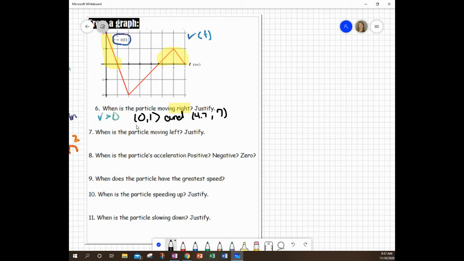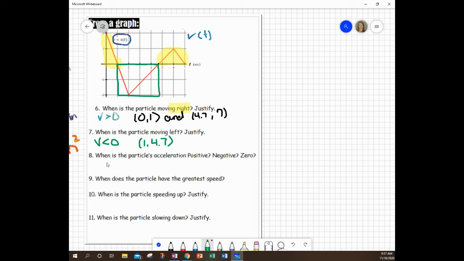And again, when we're justifying, we would have to say the particle is moving to the right from t 0 to 1 and 4.7 to 7 because the velocity is positive, right? Or the velocity is greater than 0. So going back the other way, when is my particle moving to the left? Well, when it's negative, right? So when it's below the x-axis. And so looking here, it looks like from 1 to 4.7, right? So my velocity is less than 0 from 1 to 4.7.